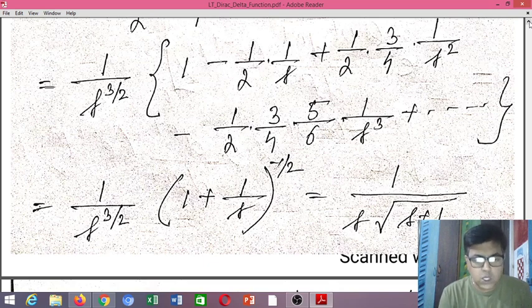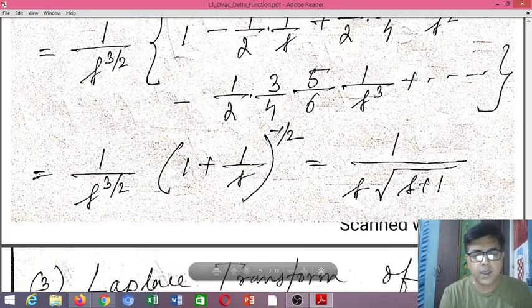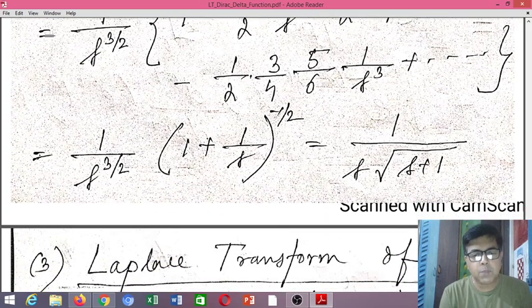So I replace this entire expression of the second bracket with this binomial by using the binomial theorem. I just replace it by 1 plus 1 by s to the power minus half, which on simplification gives me 1 by s into square root of s plus 1. So that gives me the Laplace transform of our error function.